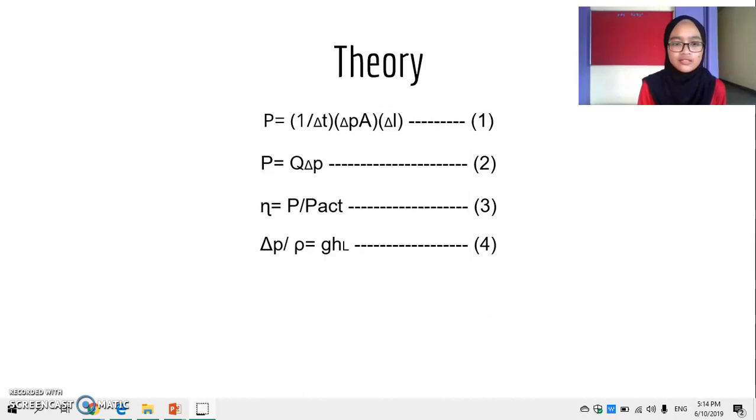So these are the four equations that we will be using in order to convert the results that we have recorded to the units desired in the table, because the units on the machine are not SI units. Basically, P is the pressure, Q is the volumetric flow rate, n is the efficiency, and HL is the heat loss.